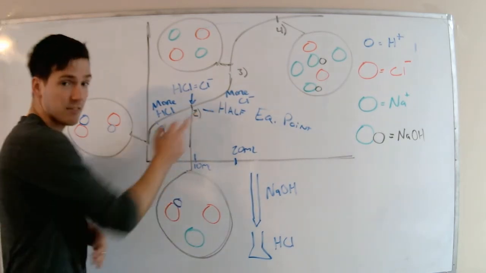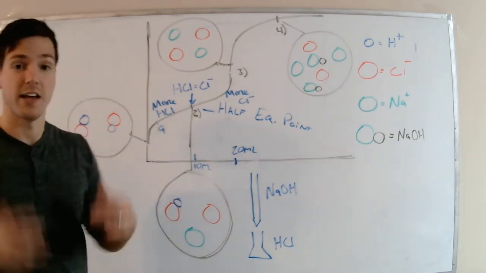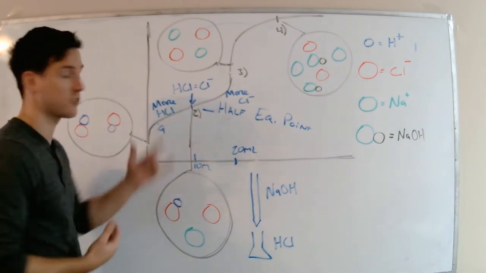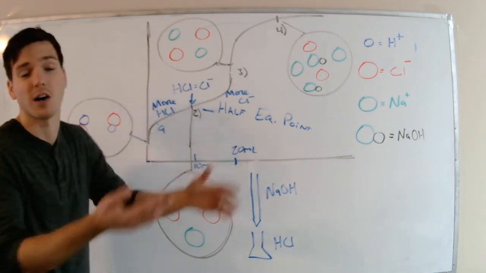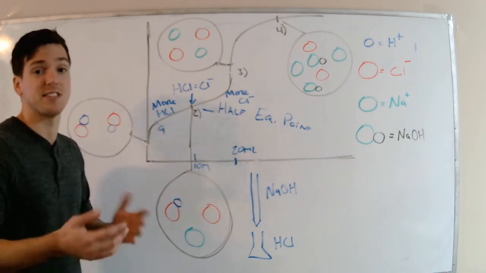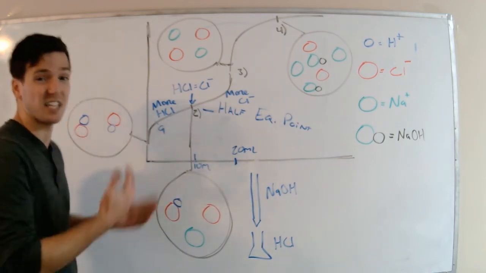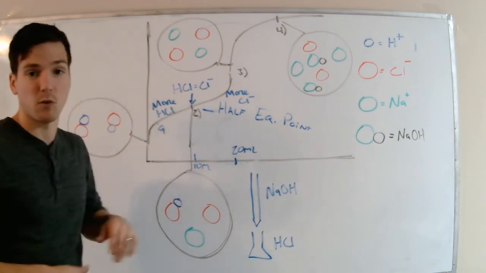So anyway, that is what's happening at a molecular level in a titration curve. Be aware of that half equivalence point. Be aware that the acid and the Cl minus are going to be equal to one another. If it's HBr, HBr is equal to Br minus. If it's acetic acid, acetic acid is equal to ethanoate at that half equivalence point.